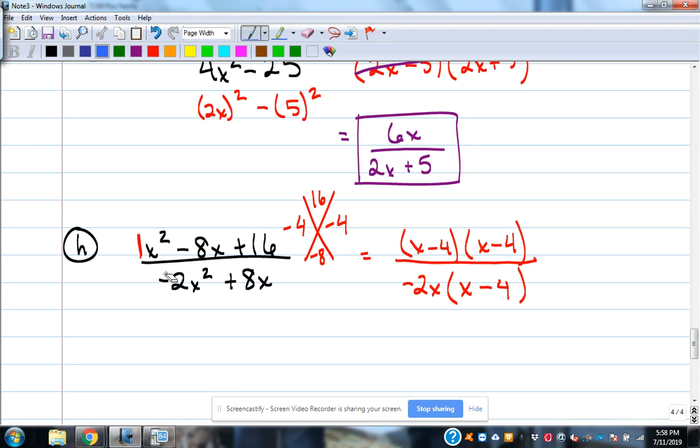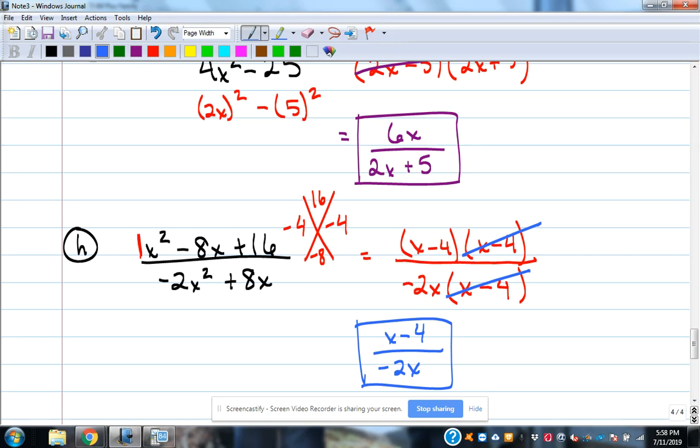That will save you a lot of headaches over the course of the rational expressions if you do that. So those cancel out. And then I got x minus 4 on the top, negative 2x on the bottom. And there's our simplified version of that.